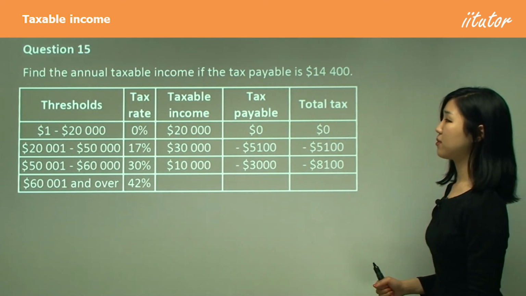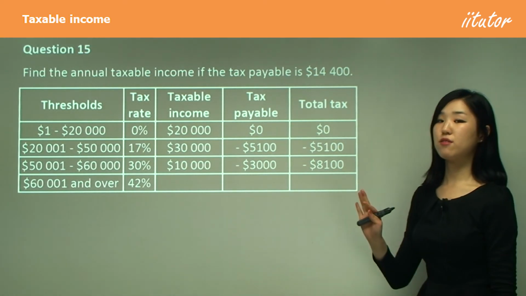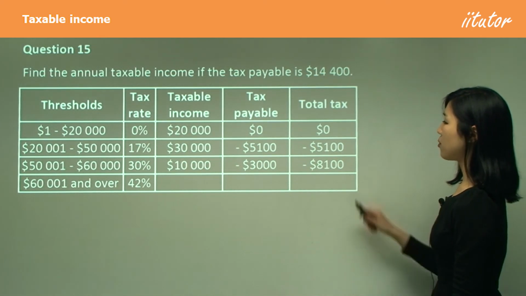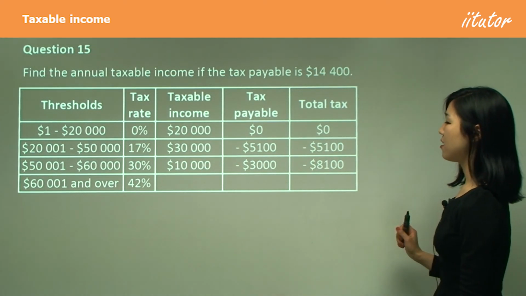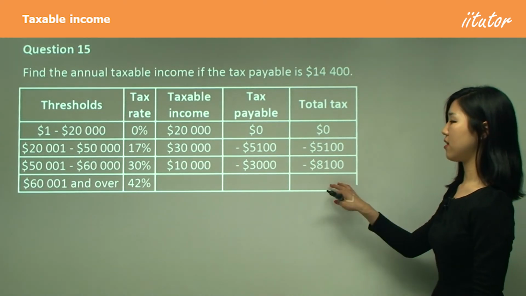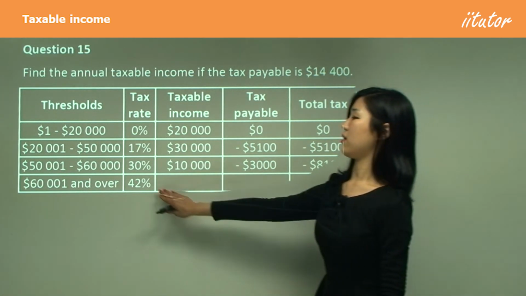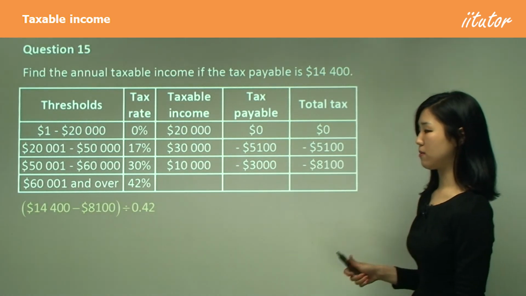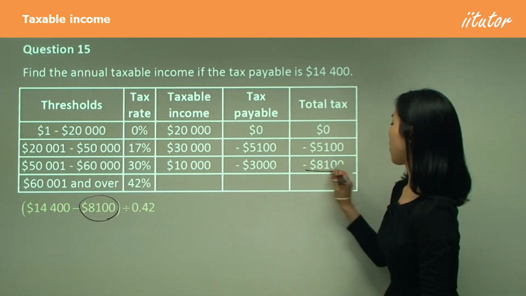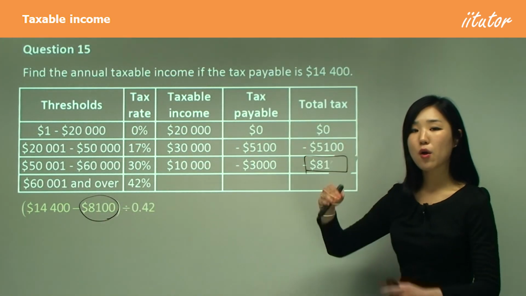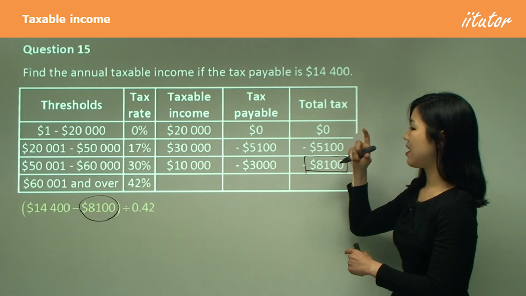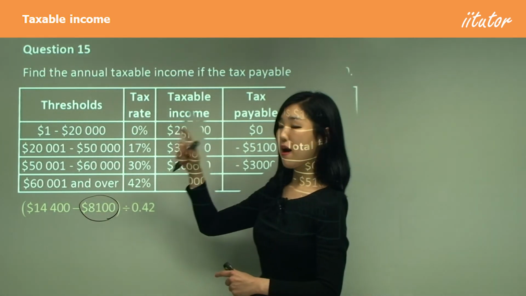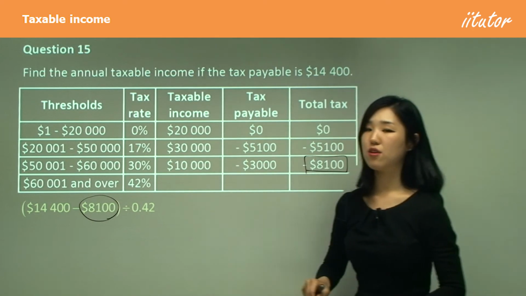Find the annual taxable income if the tax payable is 14,400. So it's pretty much the same question. So 14,400, we always look at the total tax that we pay. That's way beyond, that's over here. So we have to look at this one. We do 14,400, and here, have a look what we're doing. I'm subtracting away this part because I only want to calculate the 42% of the amount exceeding 60,001.